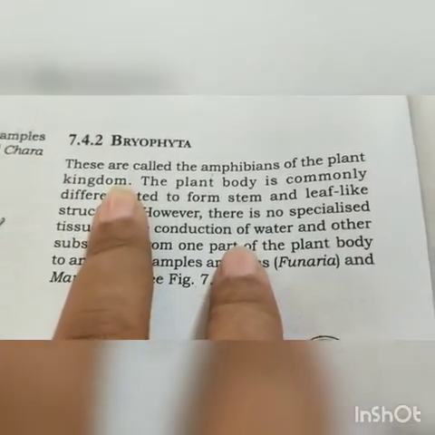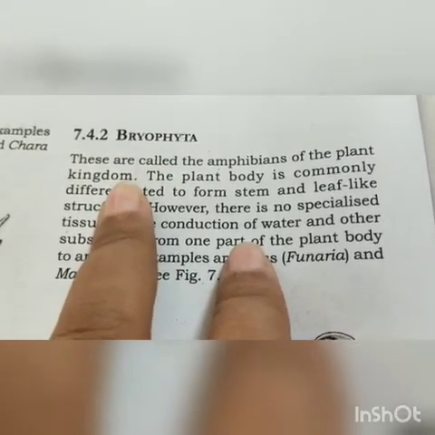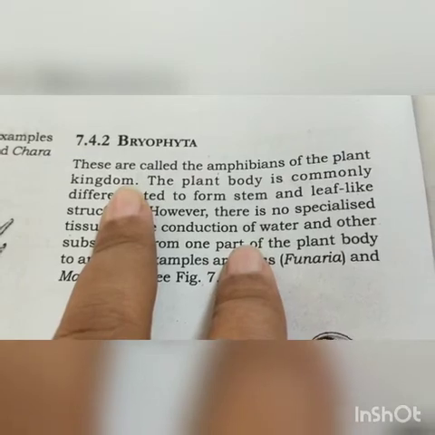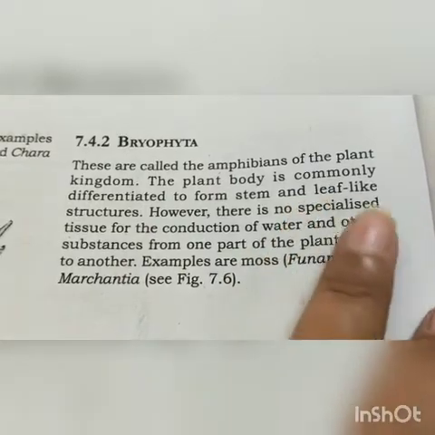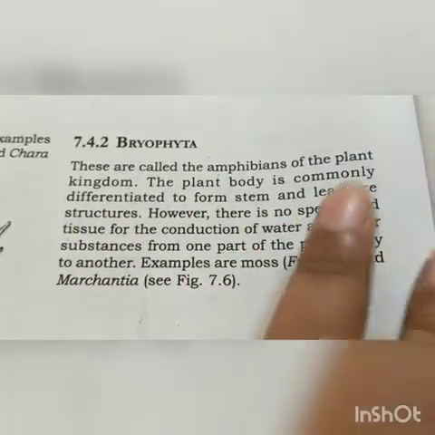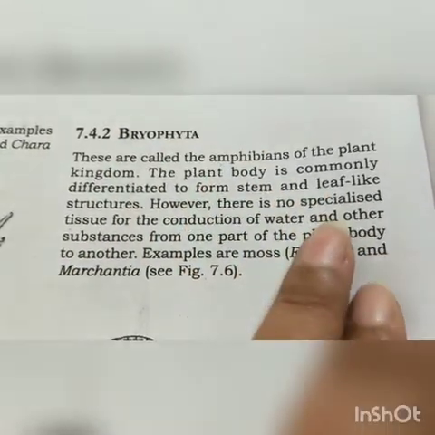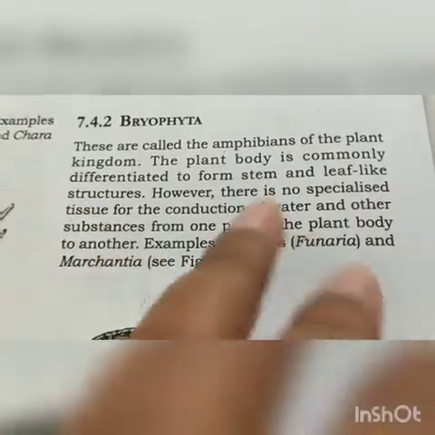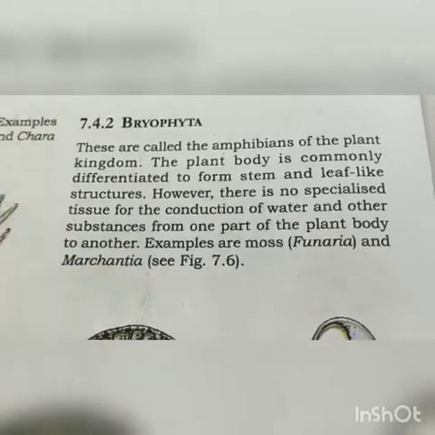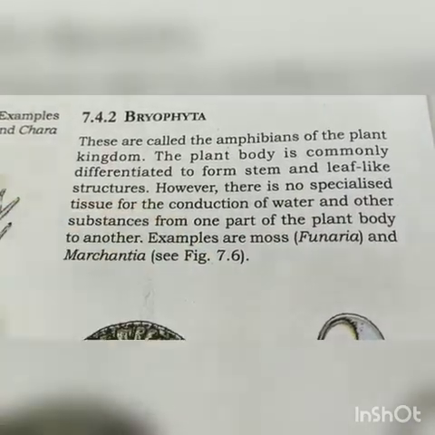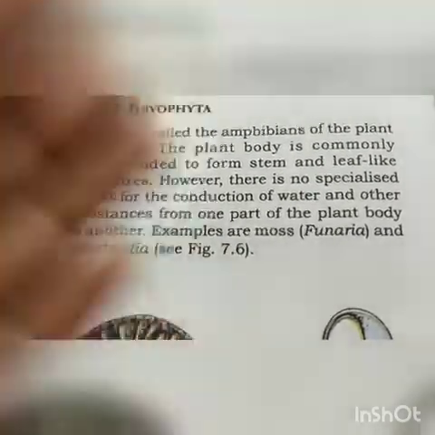Amphibian means those plants which can grow in the water and also on the land. Okay, so that is called the amphibian. The plant body is commonly differentiated to form stem and leaf-like structures. Some leaf-like structures are there, stem-like structures are there, but you cannot say it is a true stem or leaves. It looks like a leaf or forms a stem.